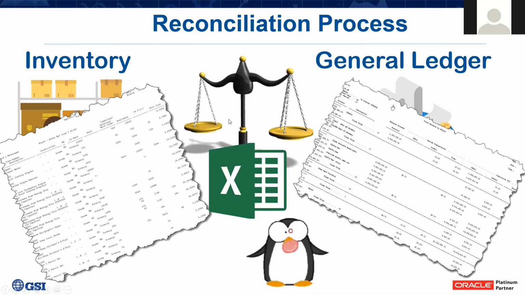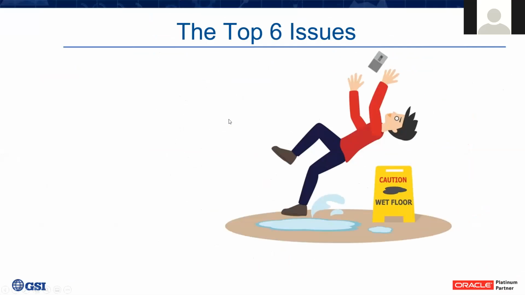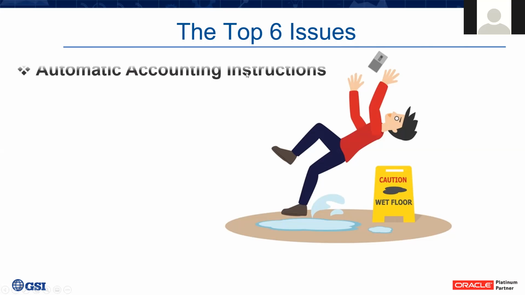Okay, so with that said, the main point of this particular webcast is to discuss the top 6 issues that cause reconciling items and what we can do to mitigate that. Okay, so here they are in no particular order. The first thing we're going to talk about are automatic accounting instructions.